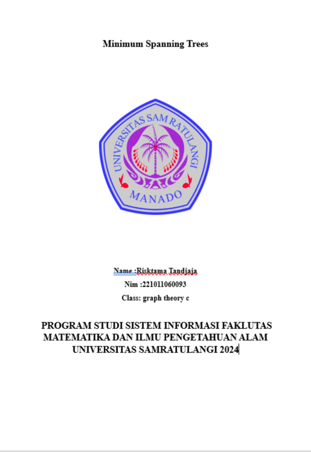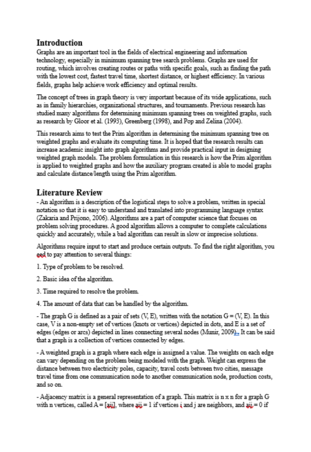This time I will explain about minimum spanning trees. Introduction. Graphs are an important tool in the fields of electrical engineering and information technology, especially in minimum spanning tree search problems. Graphs are used for routing, which involves creating routes or paths with specific goals, such as finding the path with the lowest cost, fastest travel time, shortest distance, or highest efficiency. In various fields, graphs help achieve work efficiency and optimal results.